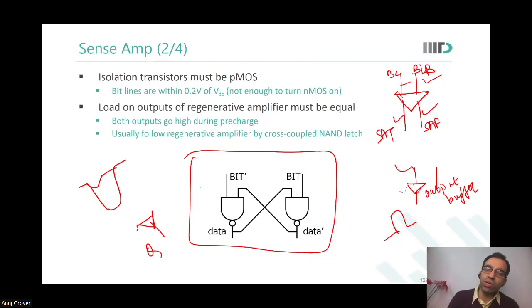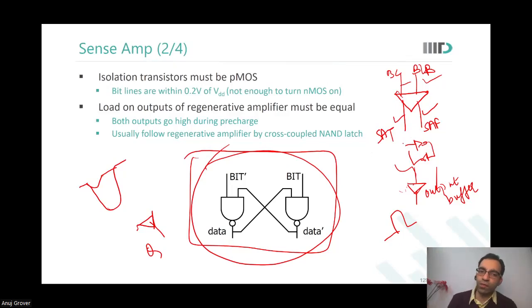So what do you need to do? You need to put a latch in between somewhere. And this is the kind of latch that is put, where even if bit and bit bar both go to 1, the latch will regenerate its contents. It's like an SR latch.